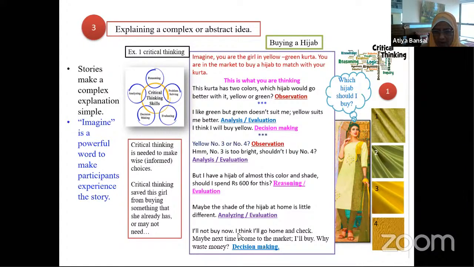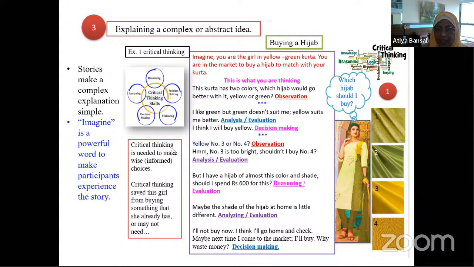And then she makes the final decision. I'll not buy it now. I think I'll go home and check. Maybe next time I come to the market, I'll buy. Why waste money? So the critical thinking saved this girl from wasting money. She didn't buy anything. And critical thinking is needed to make wise or informed choices.